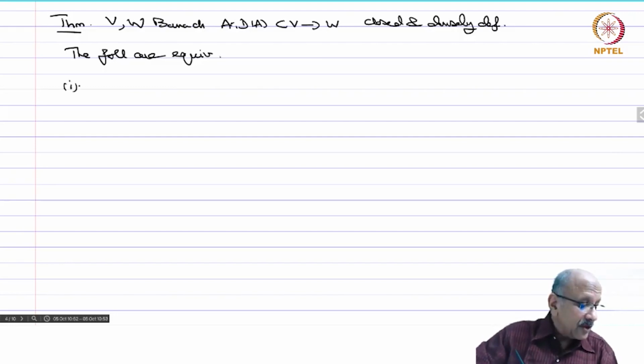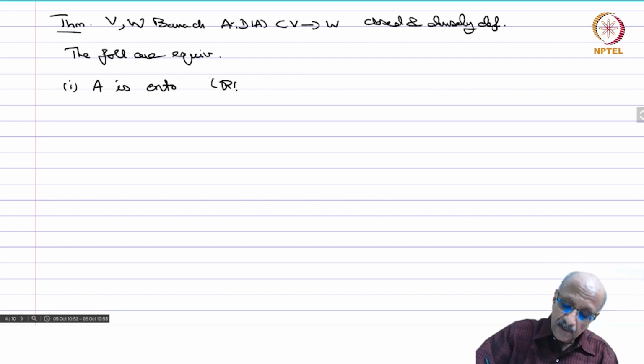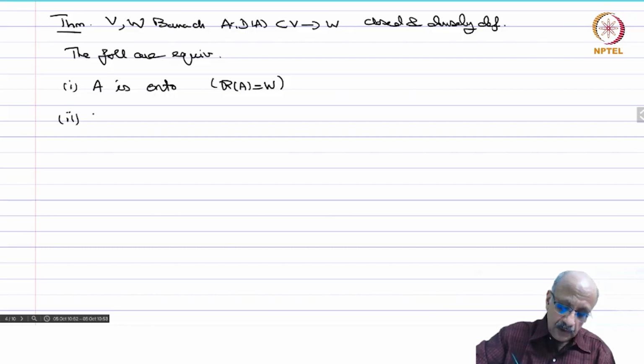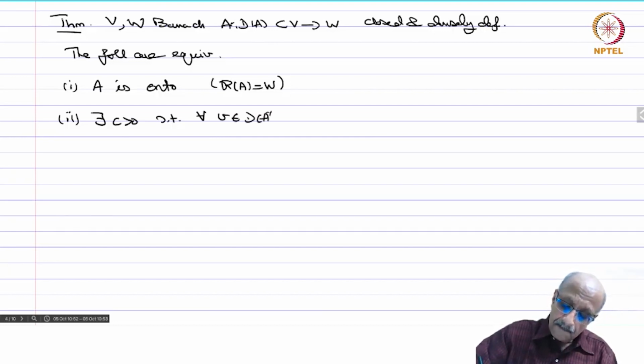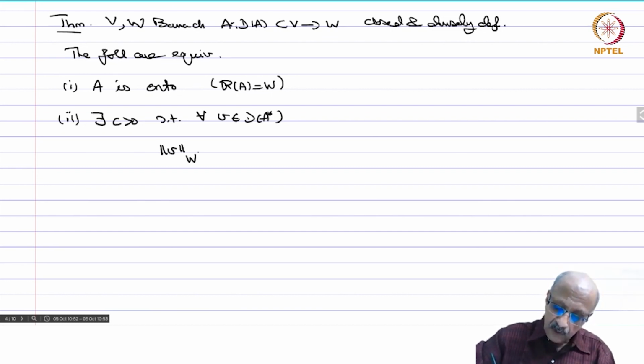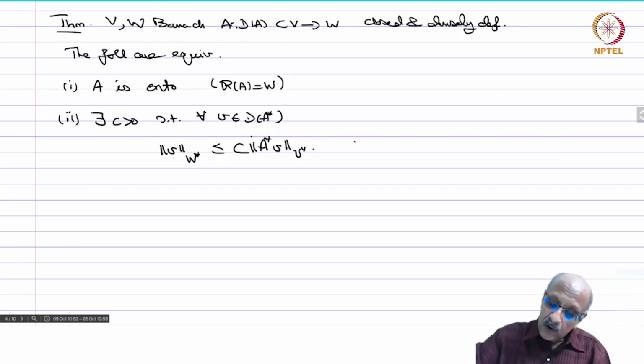One, A is onto. So when is a map surjective? That means the range of A equals all of W. Two, there exists a constant C such that for all V in D(A star), we have norm of V in W star is less than or equal to C times norm of A star V in V star. So such a map is called bounded below.